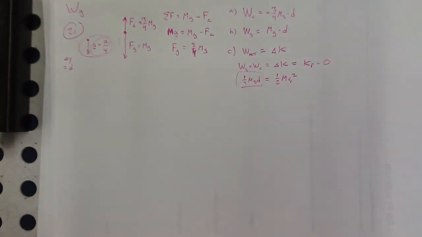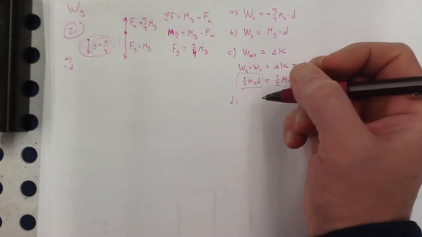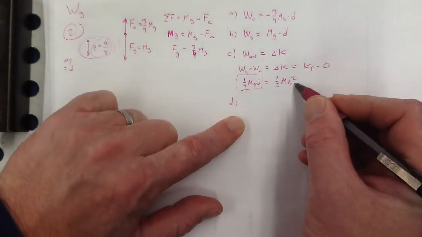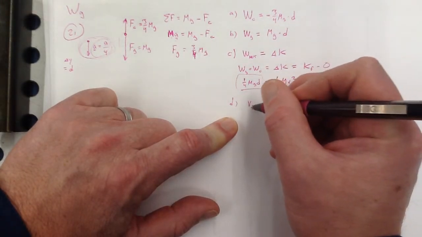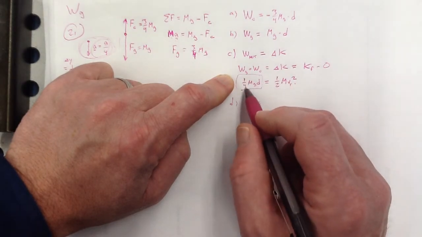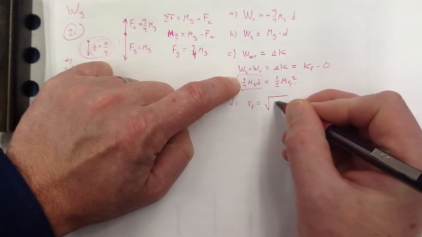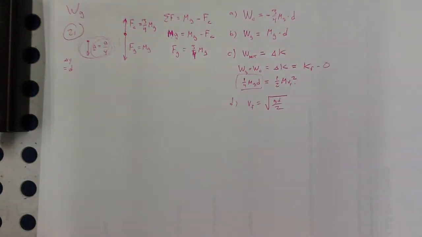And last, they want us to say what is the speed of the block. So that's just solving this for v final. If I multiply both sides by 2, that would give me a 1/2 over here. The m's cancel out, so it looks like it's the square root of gd over 2, I believe.